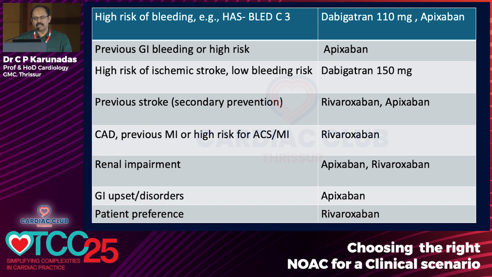Previous MI, ACS or risk of ACS or MI, rivaroxaban. Renal impairment, apixaban or rivaroxaban. GI upset disorders, apixaban. And patient preference, once daily dosage, lower cost may be the patient preference, and sometimes we often go to rivaroxaban. So, as I initially said, choosing the right NOAC in a clinical scenario involves a lot of clinical judgment as well as a little knowledge about the pharmacokinetics.